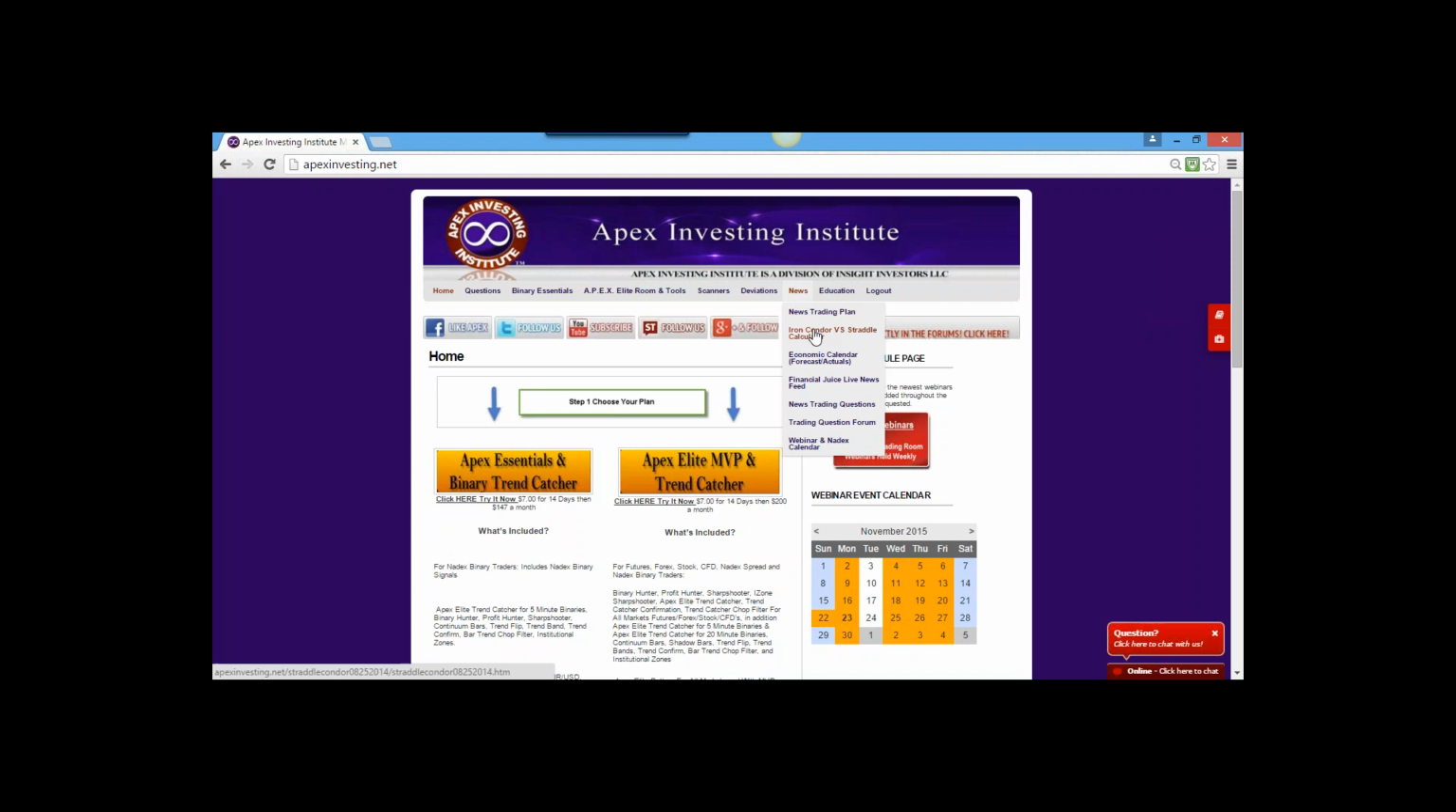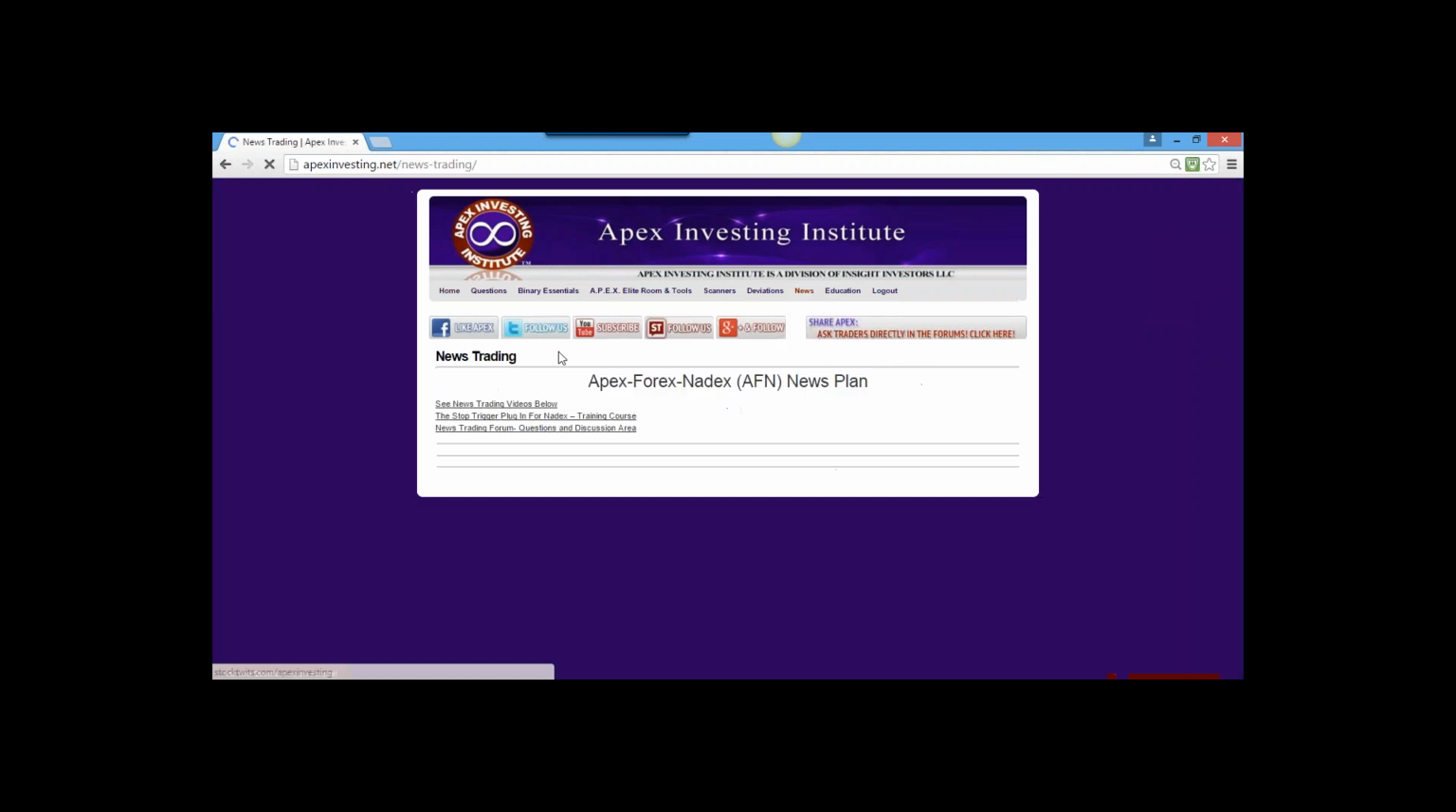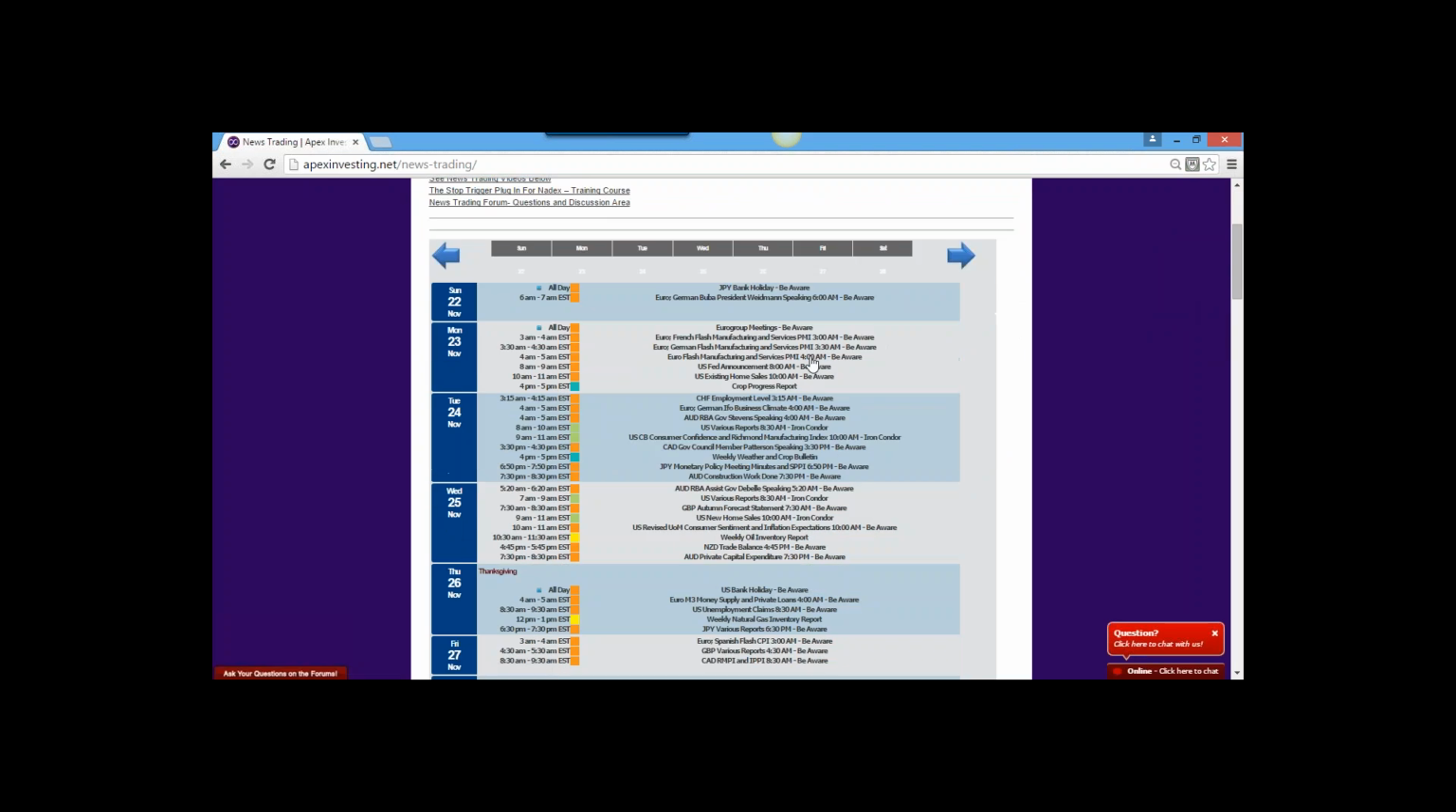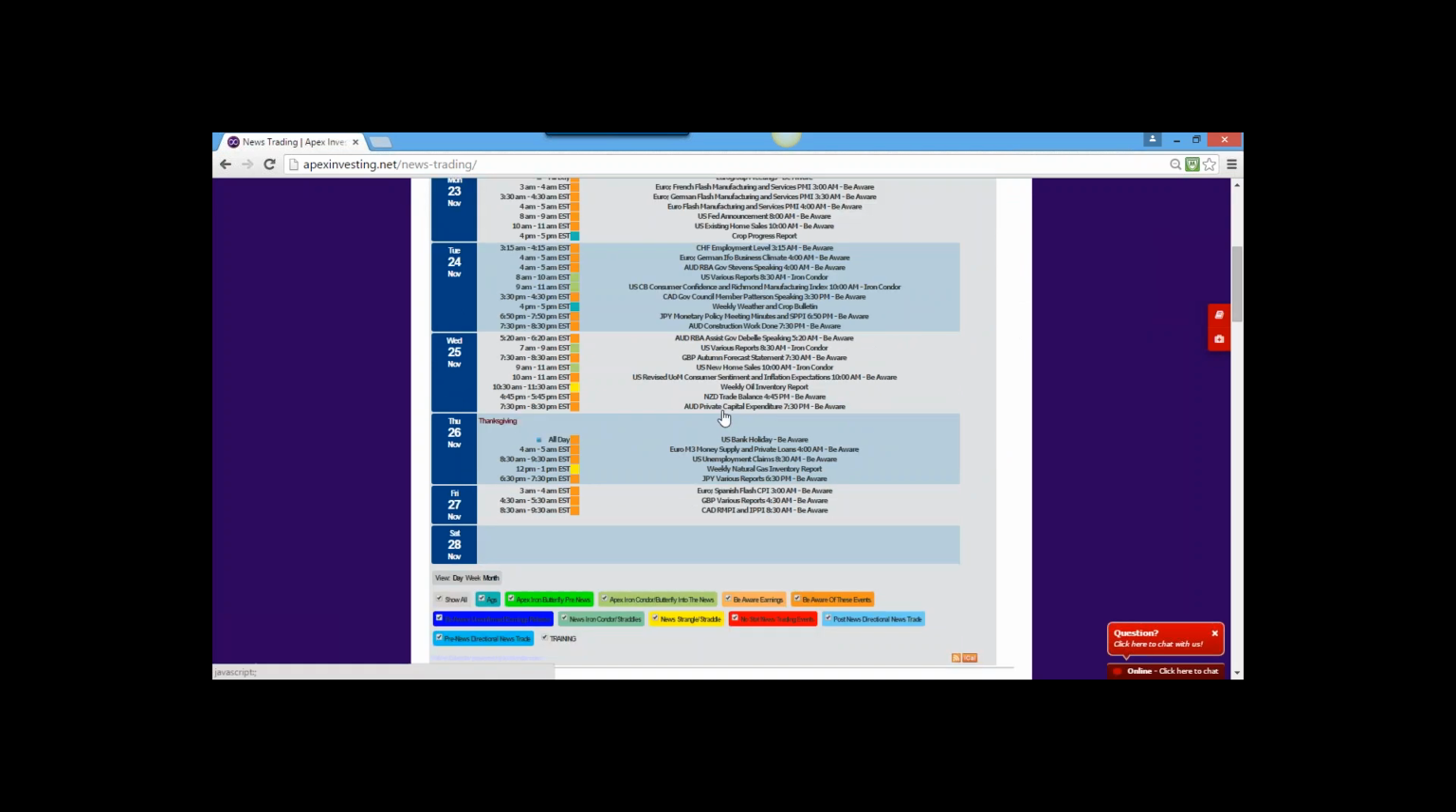Okay, and then right here, the news trading plan. Again, this will let you know the upcoming news. Like I said, there's not a lot of news out there this week because of the short holiday. A lot of times there's several condors a day. Some of them are daytime, some are nighttime, and so on.